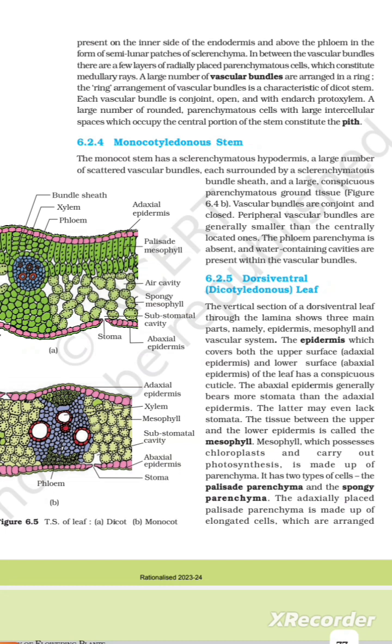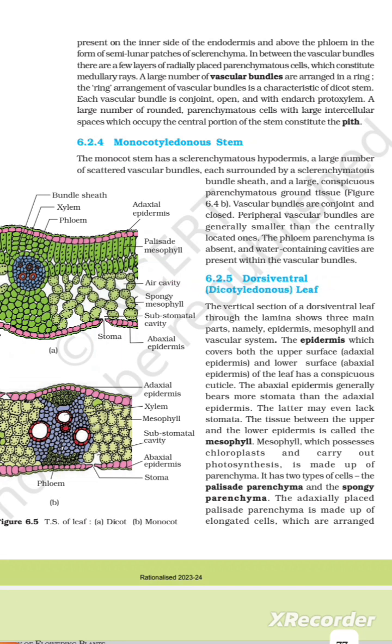6.2.4 Monocotyledonous stem. The monocot stem has a sclerenchymatous hypodermis, a large number of scattered vascular bundles, each surrounded by a sclerenchymatous bundle sheath, and a large conspicuous parenchymatous ground tissue. Figure 6.4b. Vascular bundles are conjoint and closed. Peripheral vascular bundles are generally smaller than the centrally located ones. The phloem parenchyma is absent and water-containing cavities are present within the vascular bundles.